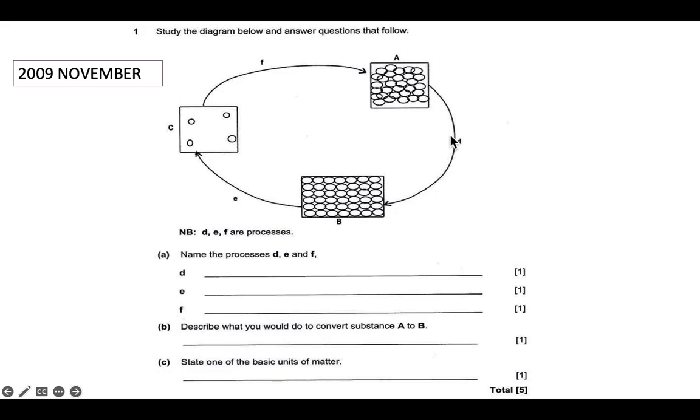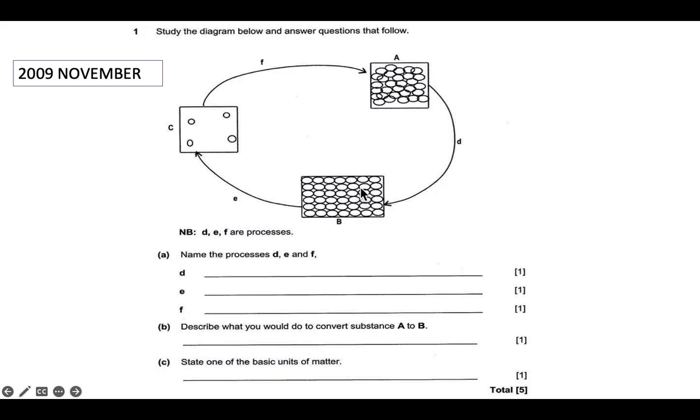For our question, it's on change of states of matter, how matter changes from one form to the other. I'm taking this question from the 2009 paper 2, November. The question went on to state, study the diagram below and answer the questions that follow. So this is the diagram.